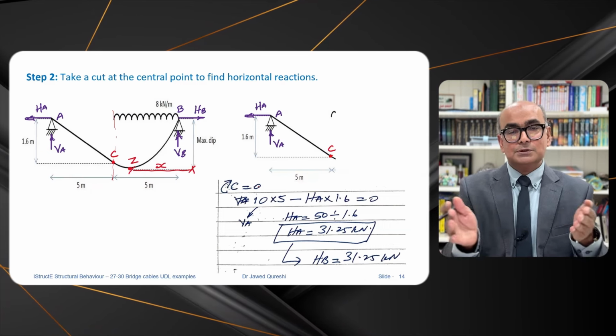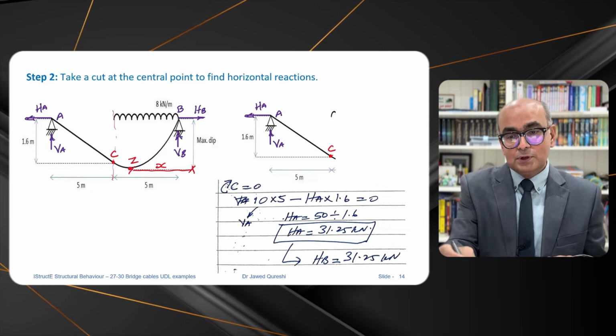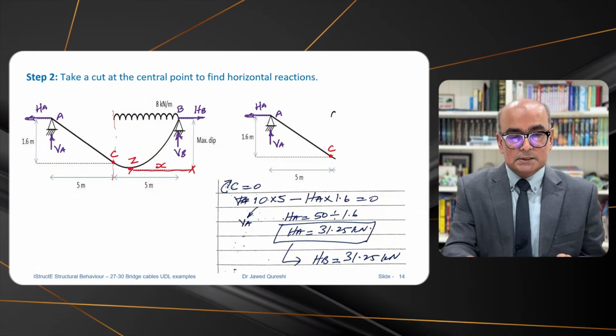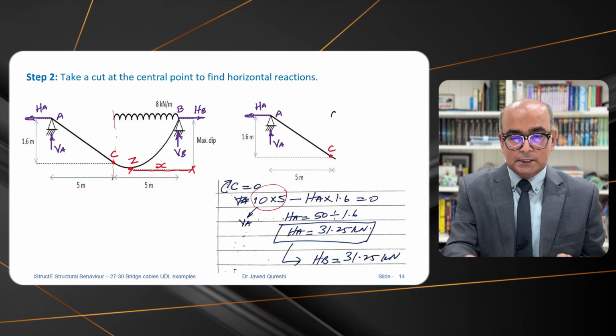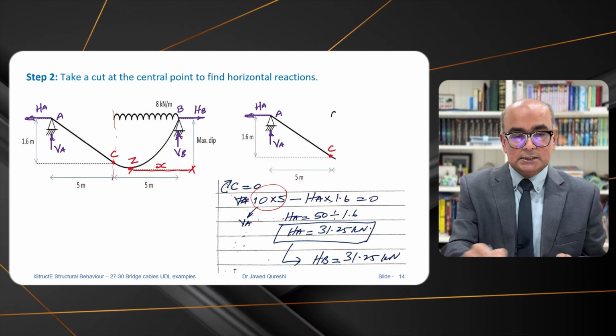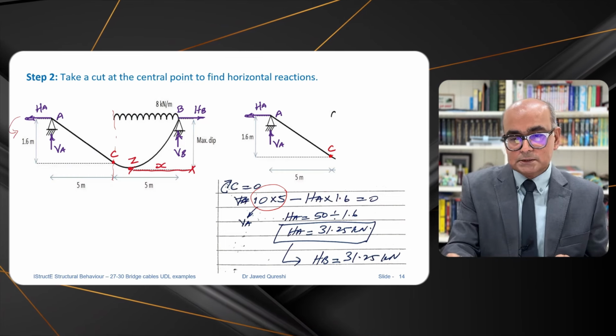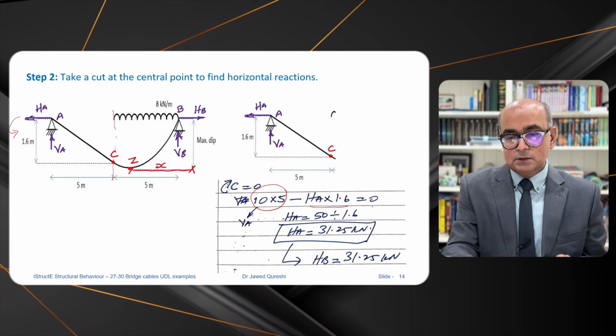We have to take both sides. We can't isolate it. So here we are isolating this point and taking only the left part. So 10 times 5, 10 is VA. This is creating a clockwise moment, and then I have HA times 1.6. This is creating an anti-clockwise moment, and this is equal to 0.